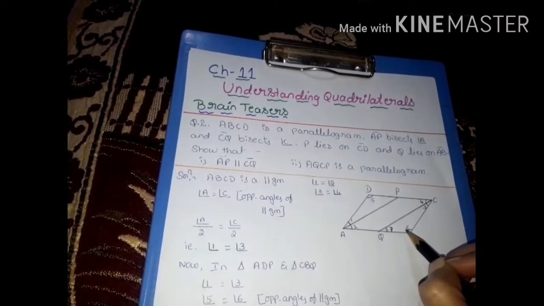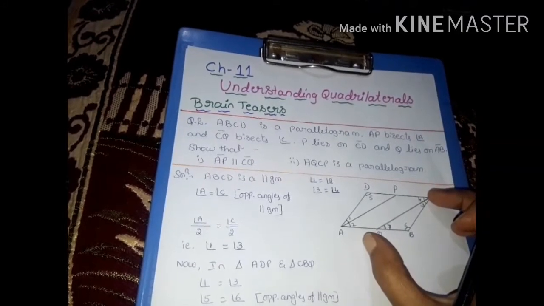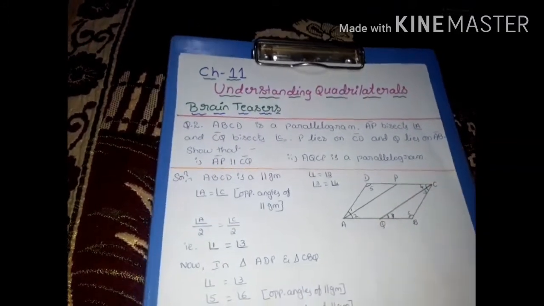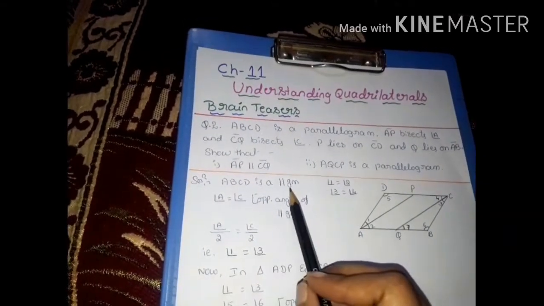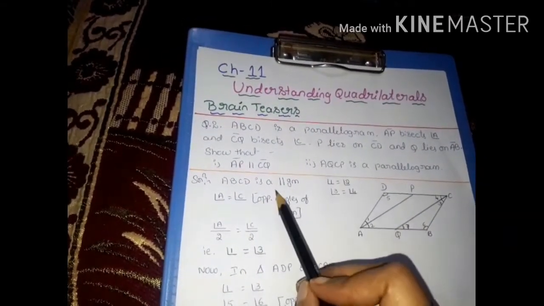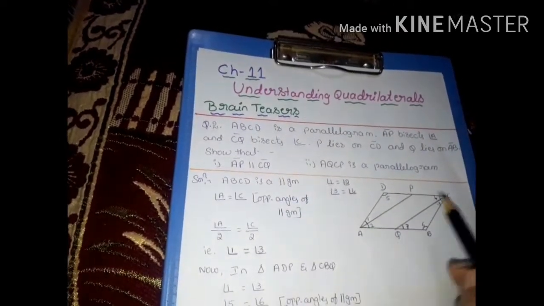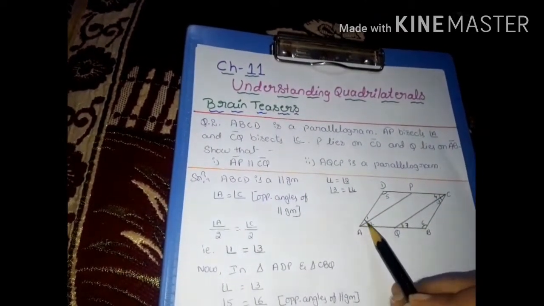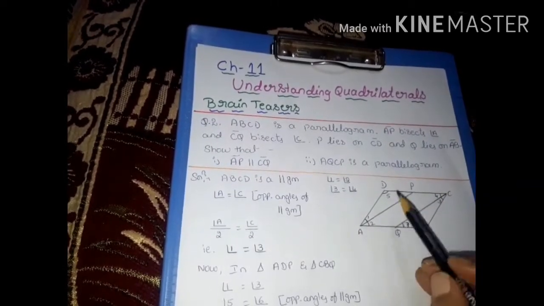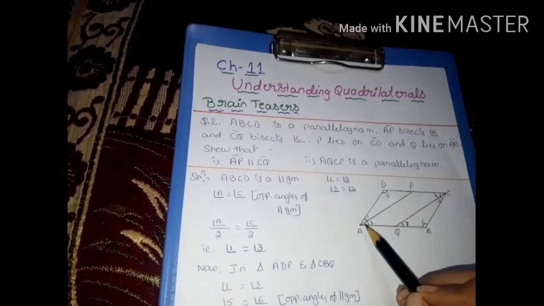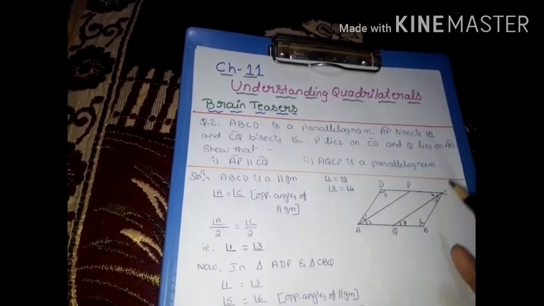Now you have to show AP is parallel to CQ. To show this, first write down in the solution: ABCD is a parallelogram, given. It is the given part. In a parallelogram, opposite angles are equal. Angle A equal to angle C because ABCD is a parallelogram. Opposite angles are equal. So you can write angle A equal to angle C.